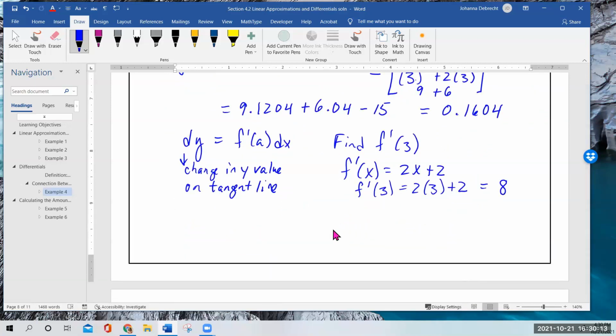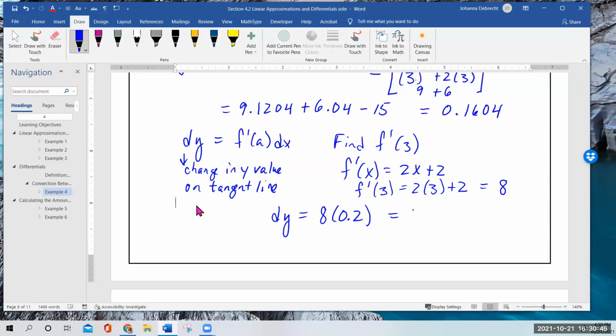Now I take that value and I approximate the change in y value on the real function with the change in the y value on the tangent line instead. That gives me f prime at 3, which is 8, times the dx value, which was 0.2. When I multiply 8 by 0.2, I end up with 1.6.